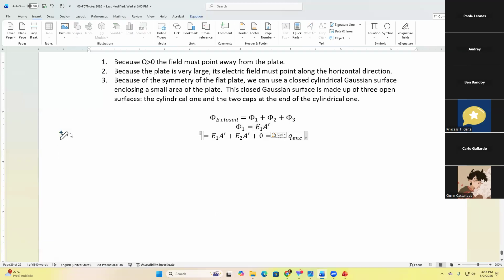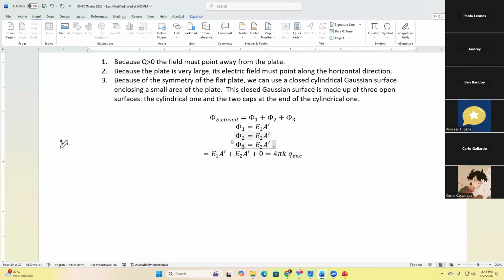And we get something similar for surface number 2: E2 times A prime. We do not know if those 2 electric fields are the same. You're going to see that they are the same, okay? What about the phi 3?